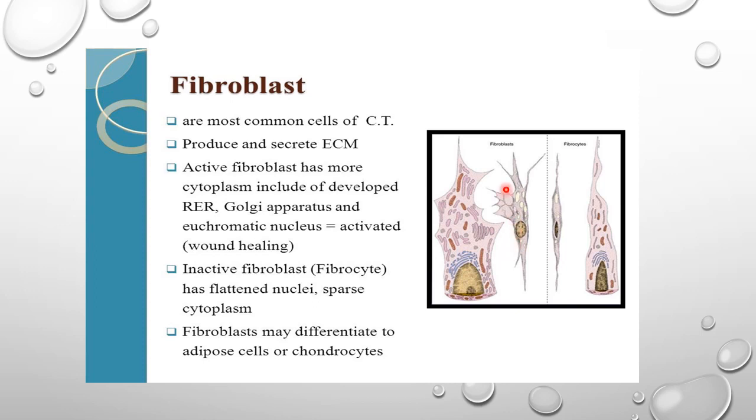Now, you can see in the active fibroblast, it has numerous tentacle-like structures and a lot of mitochondria and other cellular organelles. So it is actively involved in the secretion and formation of the extracellular matrix and the collagen fibers. Whereas in the fibrocytes, you can see that there is a flattened cell with few cellular organelles and flattened nuclei. Now, these fibroblasts, in case of need, can be differentiated into the adipose cells or the chondrocytes.